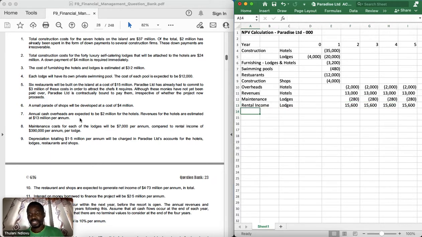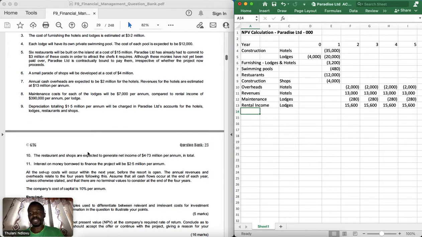Then note number 9, depreciation totaling 1.5 million per annum will be charged in Paradise Limited accounts for the hotels and lodges. This depreciation is an irrelevant cash flow as it is a non-cash flow. If we were given capital allowances and also the tax rate, we would calculate the tax saving on capital allowances, because capital allowances is the allowable tax depreciation. So this note 9 is irrelevant.